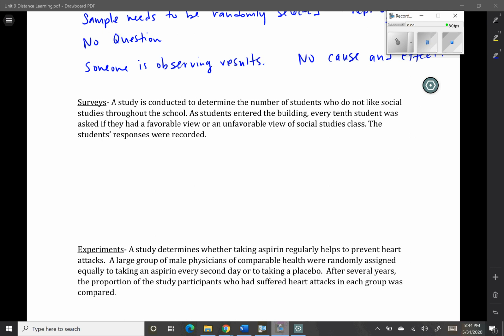So it says a study is conducted to determine the number of students who do not like social studies throughout the school. As students entered the building, every 10th student was asked if they have a favorable view or an unfavorable view of social studies. Let's stop right there because this is a sampling technique that produces a random sample.